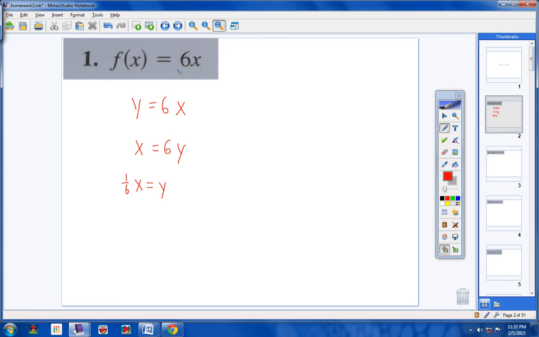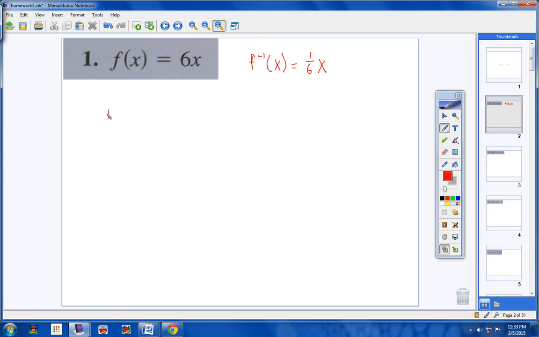So f of x equals 6x. F inverse, please don't say f negative 1, it's pronounced f inverse of x, equals 1/6 x. Where this y is right here, I just put f inverse of x. So there, just like that, I found my inverse function.